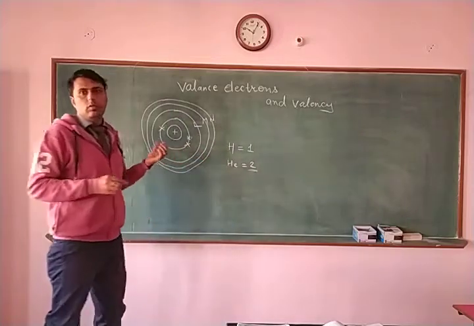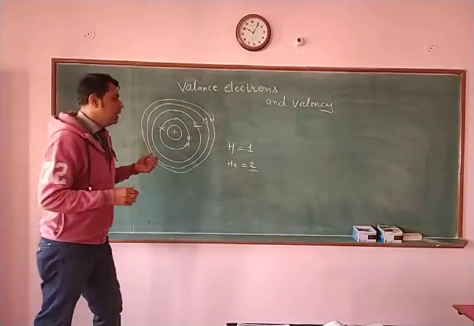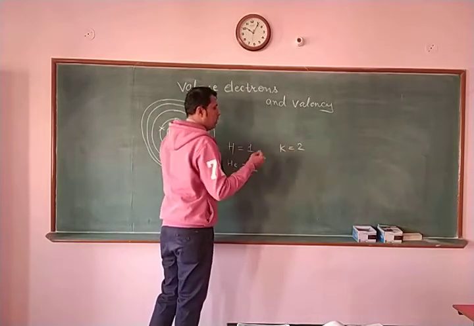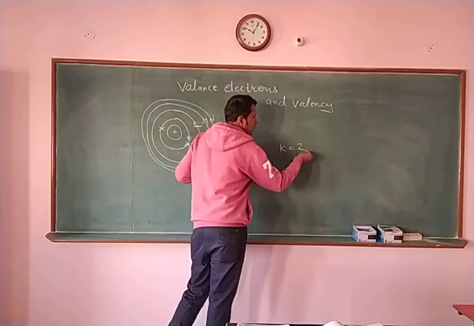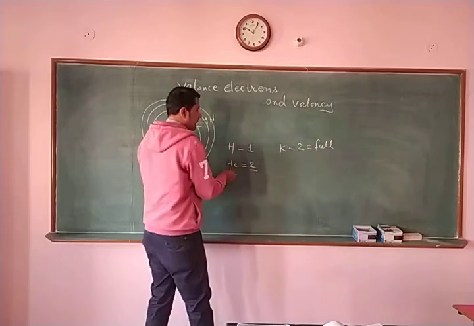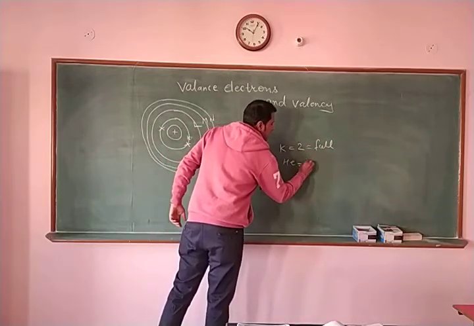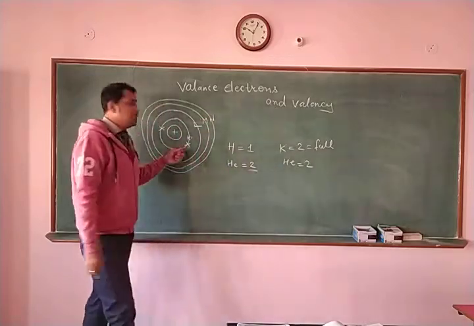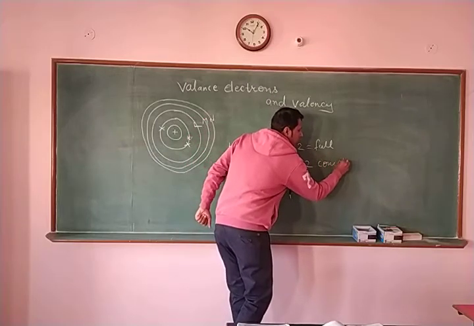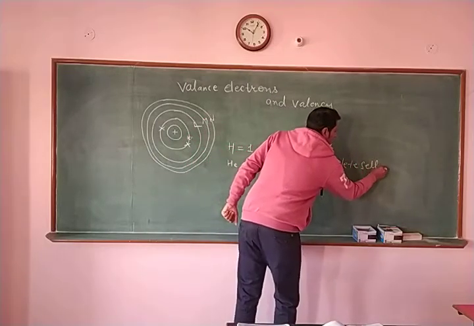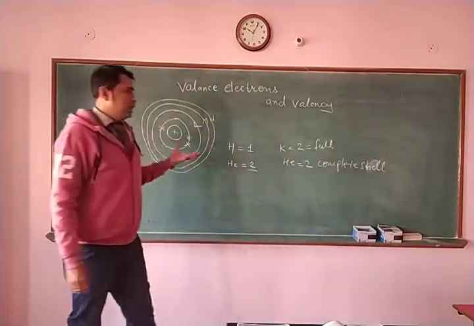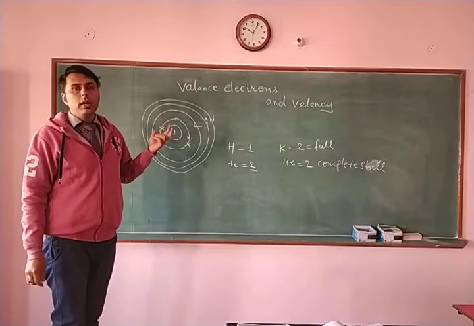If we talk about the distribution of electrons, K consists of only 2 electrons. So if an atom has 2 electrons in that shell, that shell is full. Helium contains 2 electrons in the outermost shell, that is, in the K shell, and 2 is equal to a complete shell. The K shell can accommodate only 2 electrons.